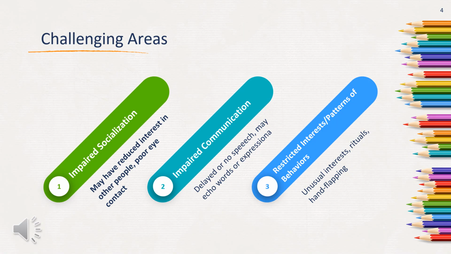So autism is a lifelong developmental disability that interferes with a person's ability to communicate and develop social relationships. Often those who have ASD experience challenges in three areas. This includes number 1, impaired socialization, number 2, impaired communication, and number 3, restricted interest or patterns of behavior.